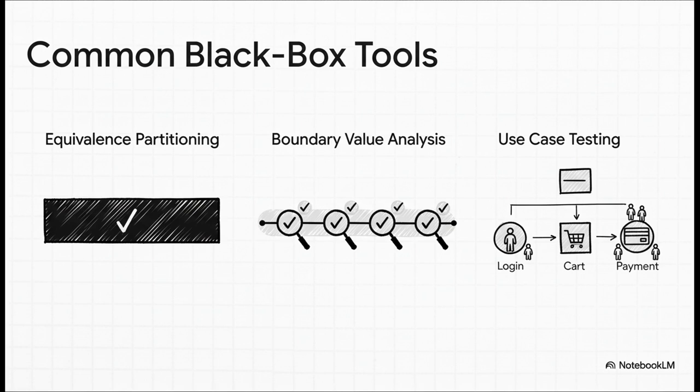Smart, right? But then you have boundary value analysis, because bugs just love to hide at the edges, so you would test ages 17, 18, 65, and 66 specifically. And finally, you've got use case testing, which makes sure an entire journey, like going through the whole login process, works perfectly from start to finish.